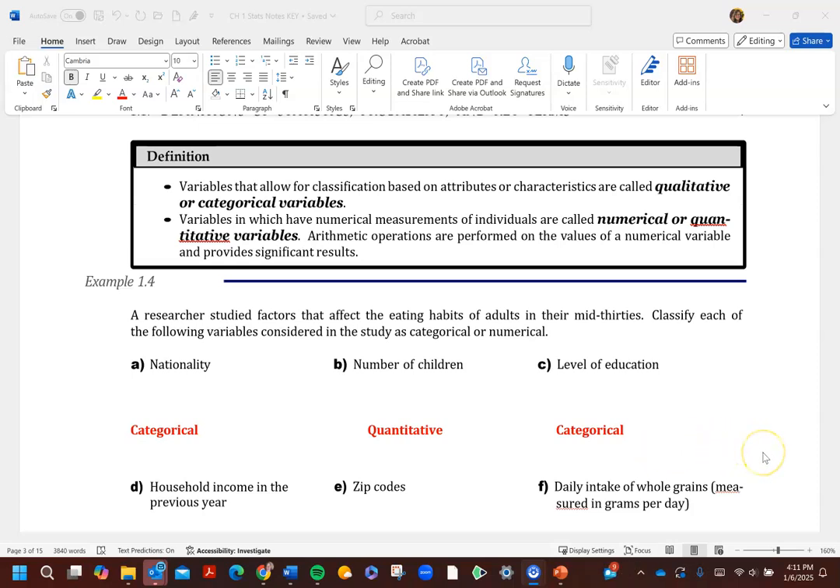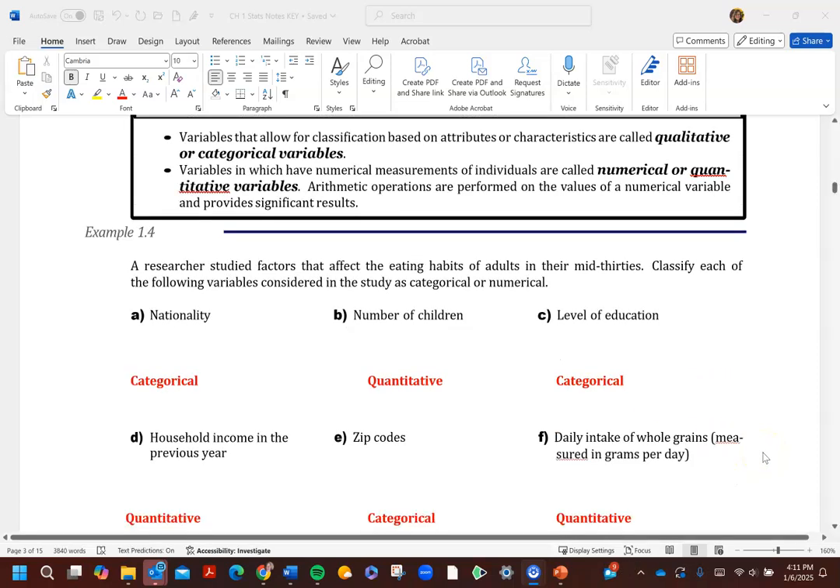Okay, so let's see how you did and check your answers. So household income is quant. Zip codes is categorical. Even though they're numbers, they would not be averaged together. That wouldn't make sense to do. They're not even measuring anything. They're really just identifying a location. And F, the intake of whole grains, would be quantitative.